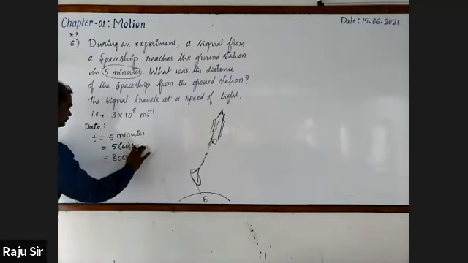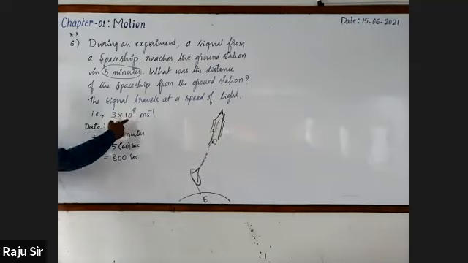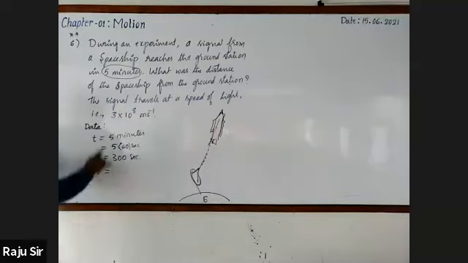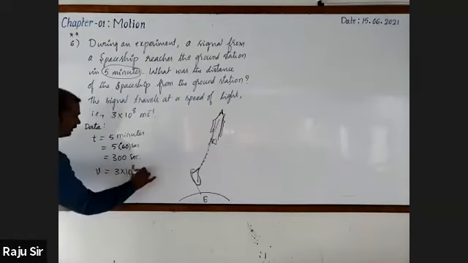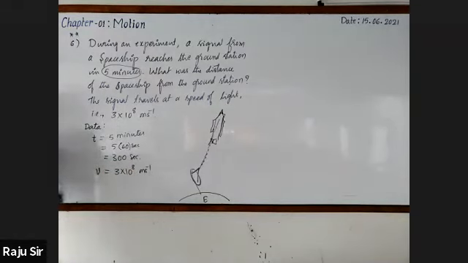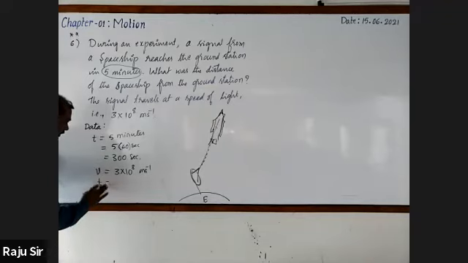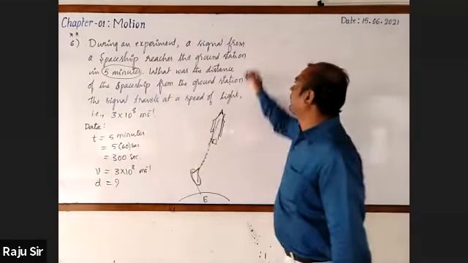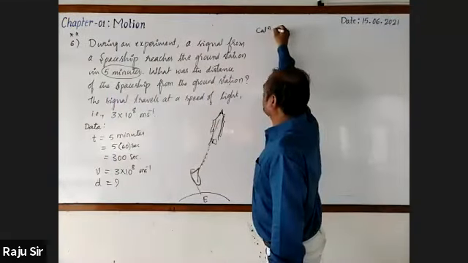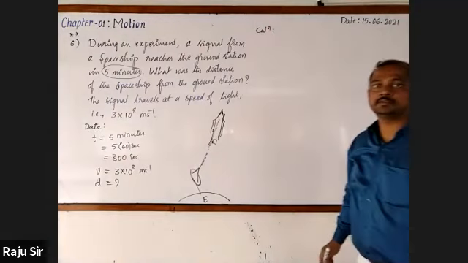Next, they are given the speed. Speed V is equal to 3 into 10 raised to the power 8 meter per second. And we do not know the distance of the spaceship from the ground. You may take that as D, which is the question. Right, calculation.